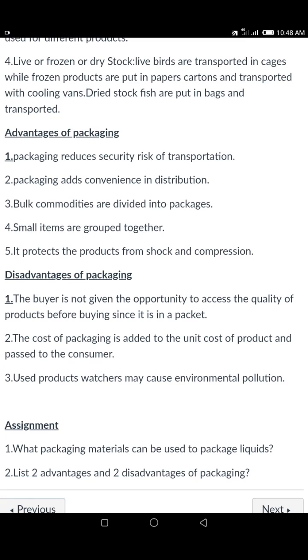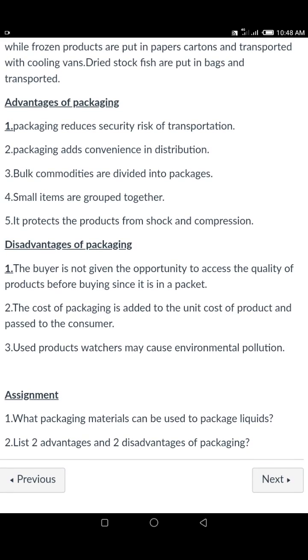Then we also have protecting the product from shock and compression. When these products are not inside a packet, you find out that sometimes some are bent, broken, or put together. Let me give you an example, like in your malt drink. There are some malt drinks that you find out that the top is compressed. It is because that product was put in just a secondary package. But when it is put inside a tertiary package, it reduces that shock and compression.